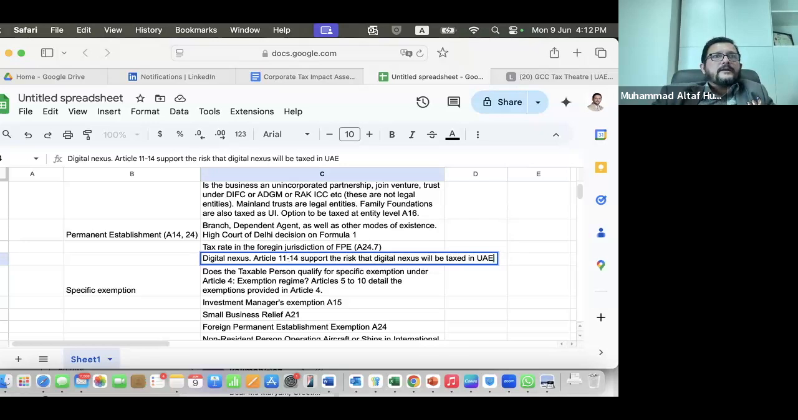Am I right? No, we cannot say that UAE digital nexus will be taxed in UAE. Can we be so strong, given that the authorities have not issued a statement, so it may... It is highly likely to be taxed in the UAE. Advise, right?